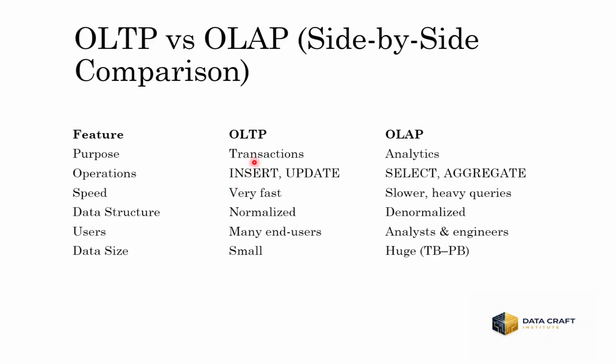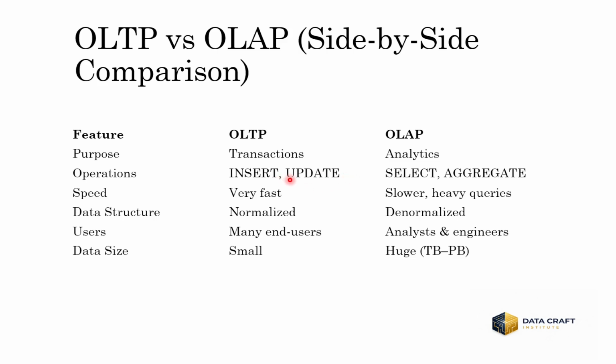Now let's compare OLTP versus OLAP, a side by side comparison. Purpose is small transactions for OLTP, and the purpose is analytics for OLAP. Operations are generally insert and update, and OLAP systems are optimized for select and aggregate. So it is not that you cannot perform a select query in an OLTP system or an insert query in an OLAP system. What this line means is that the system is optimized for it. This system is made for this.